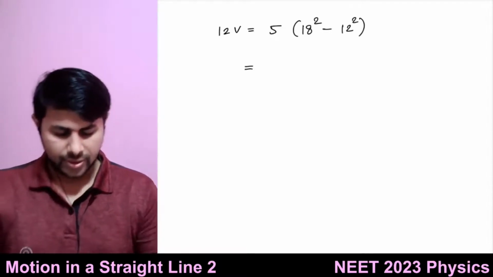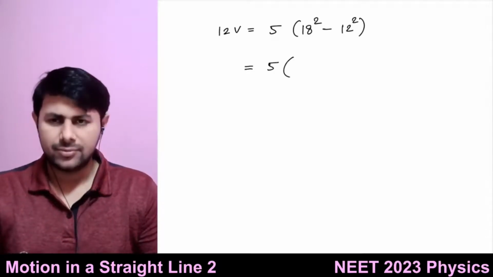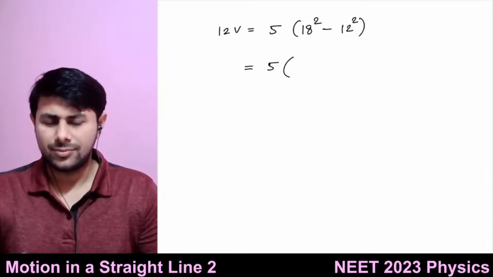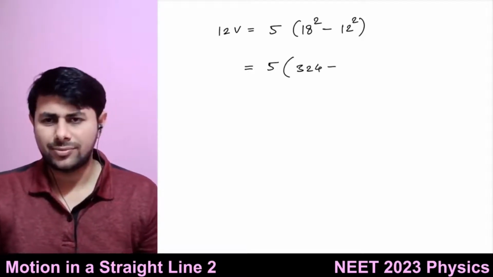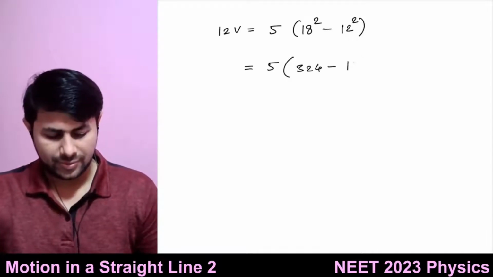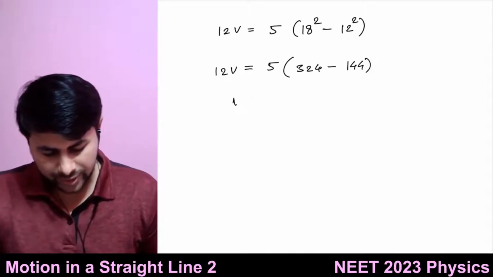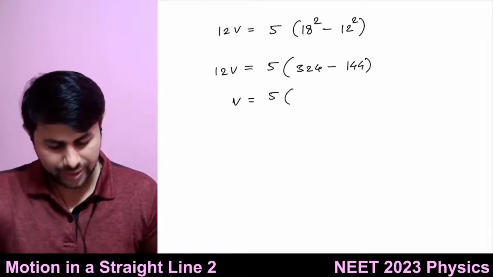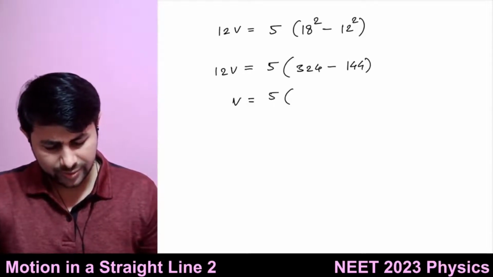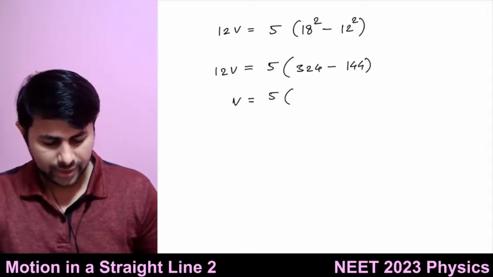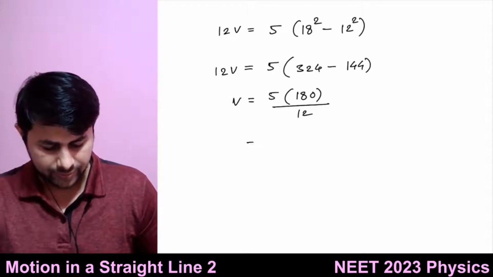Do you know the square of 18? 324. And 12 square, 144. So this is 12 times v. So v is equal to 5 multiplied by 324 minus 144. So is it 180? Yes, 180 sir, divided by 12.